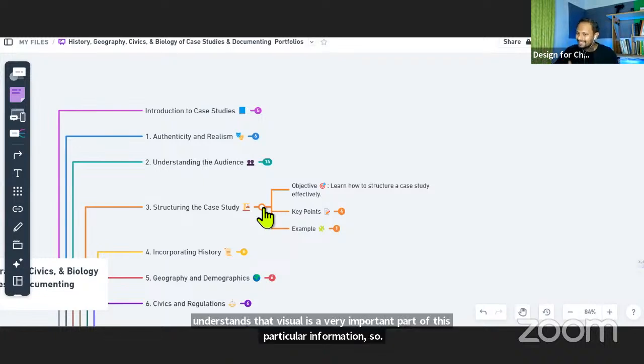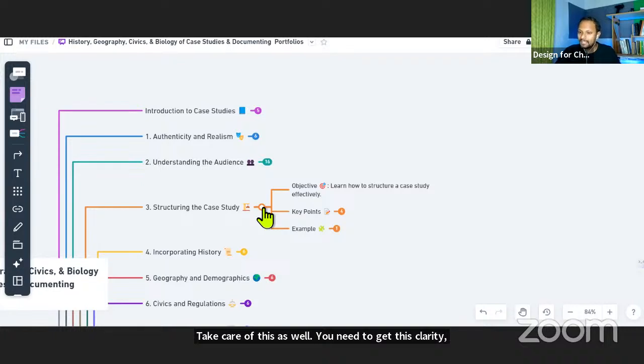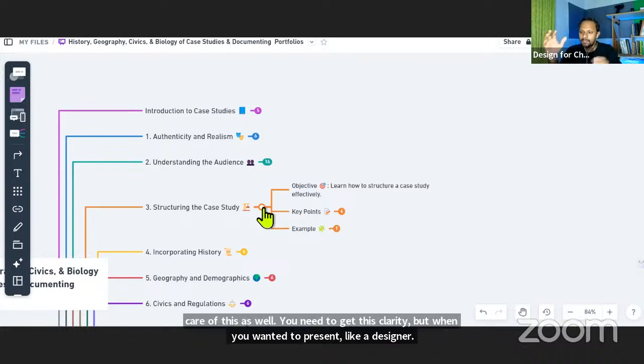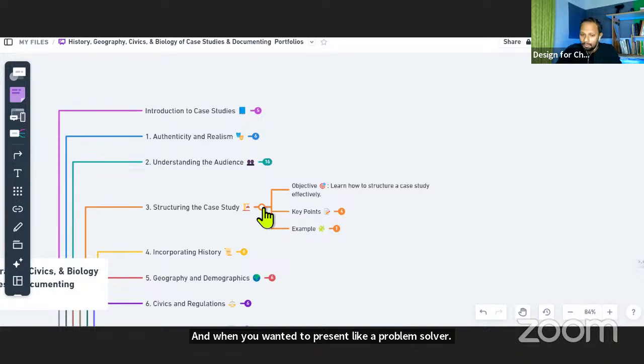But when you want to present like a designer and like a problem solver, and really make it very attractive and to the point, what I'm going to tell you now is very, very important. Structuring a case study: the history of it, the geography of it, the science of it. Because graphic designers don't know this. UI designers don't know this. Other designers don't know it. But you are here on this call.